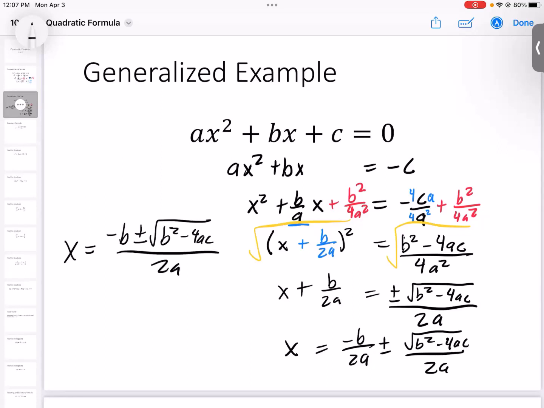So how many of you guys recognize that? Yeah, that's the quadratic equation. So the quadratic equation is literally just a generalized version of completing the square, which means that for any equation where you would use completing the square to solve it, you can also just use the quadratic equation.